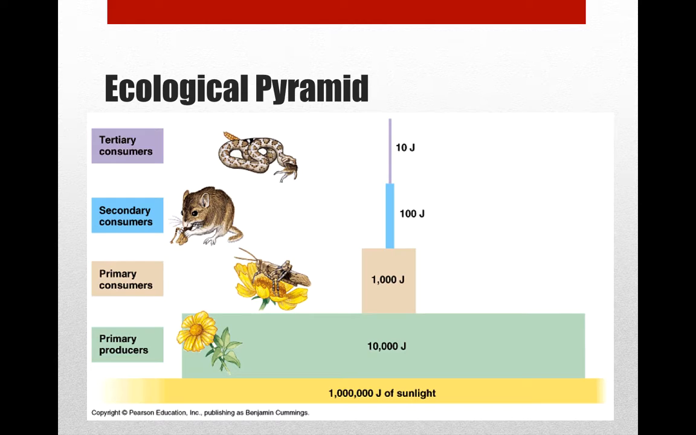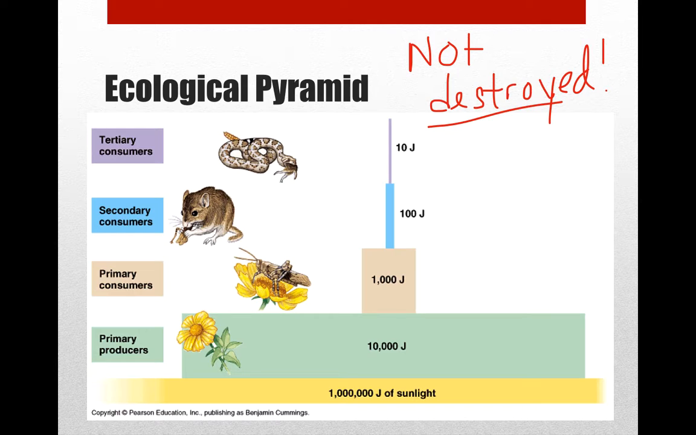Well, some of that energy dissipates. Now we know energy cannot be created or destroyed, so it's not destroyed, but it kind of leaves the system. So this 90% of energy turns into unusable energy that can't be maintained within the actual system.